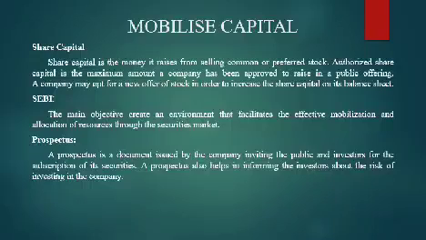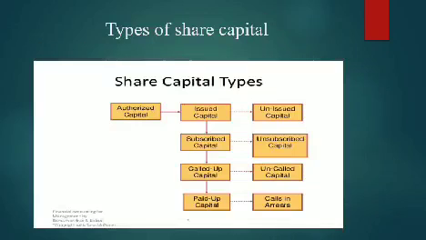The corporate company, before issuing its shares, must get permission from SEBI. After getting permission from SEBI, they draft the prospectus. The prospectus is a document issued by the company inviting the public and investors to subscribe for its securities. After completing the prospectus, they decide the types of capital. Types of share capital: there are 5 types.